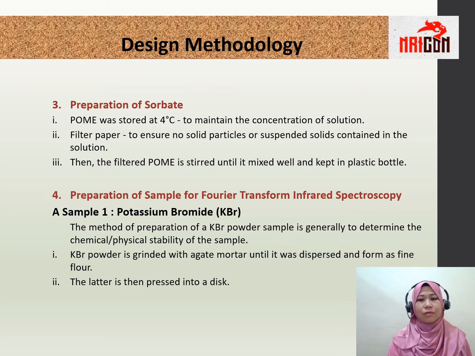Preparation of samples for Fourier transform infrared spectroscopy. Sample 1 consists of potassium bromide (KBr), where the method of preparation of the KBr powder sample is generally to determine the chemical or physical stability of the sample. The KBr powder is grinded with an agate mortar until it is dispersed and forms a fine flour. The latter is then pressed into a dish.